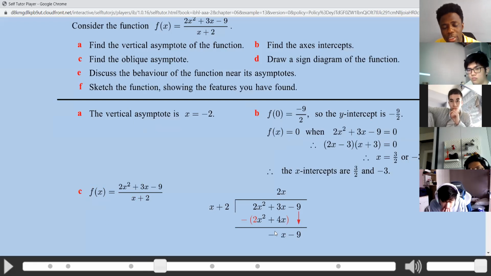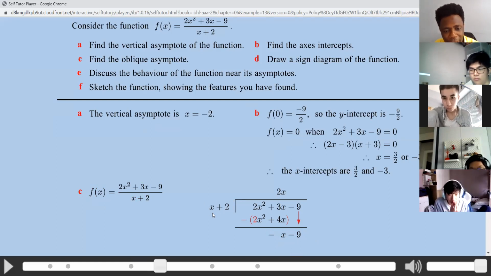You only stop when the degree of your subtraction is strictly lower than the degree of your divisor. I mean your remainder here. Okay, I don't want to call it remainder because that's not the final remainder. So then you go through the process again.